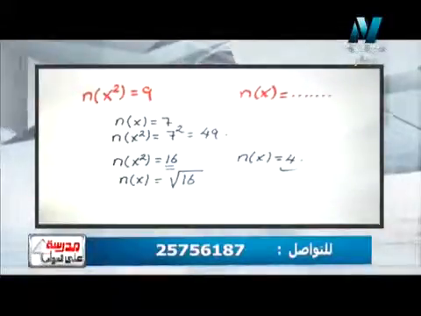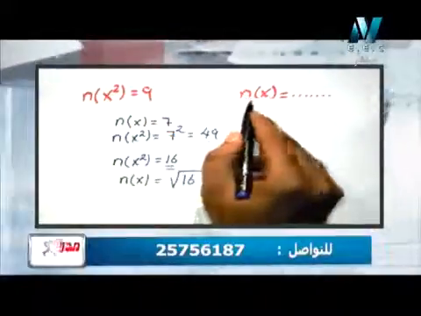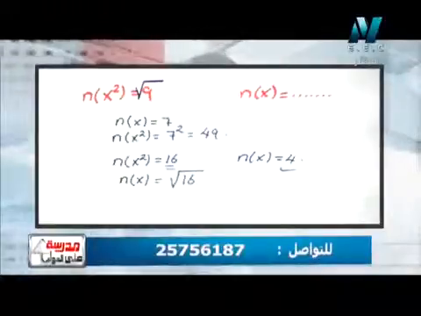The same thing in the problem: n of x squared equals 9. To find n of x, you can take the square root of 9. It will be 3.